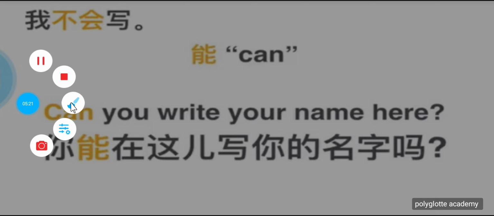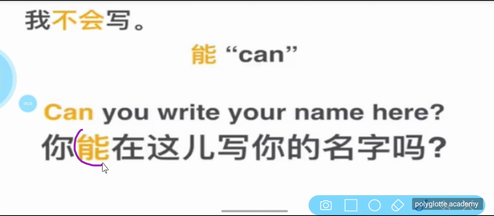So we can have the next character, which is néng. This character means can, expressing possibility. Is it possible? Am I permitted? So that's néng, and then we have zài.